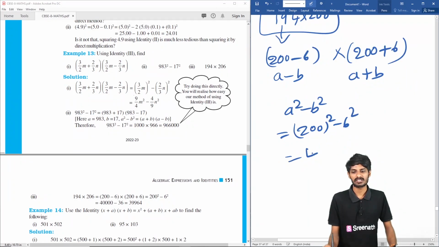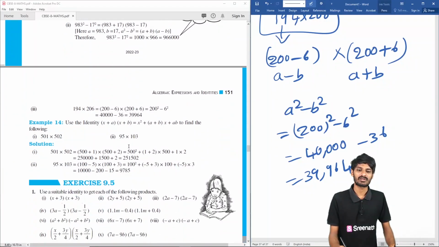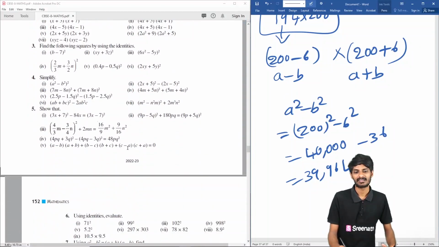So 200 square is 40,000. Okay, students, 6 square is 36. So subtraction is so simple now. You can do it like that, and that is 39,964. So that is the main use of using identities, students.